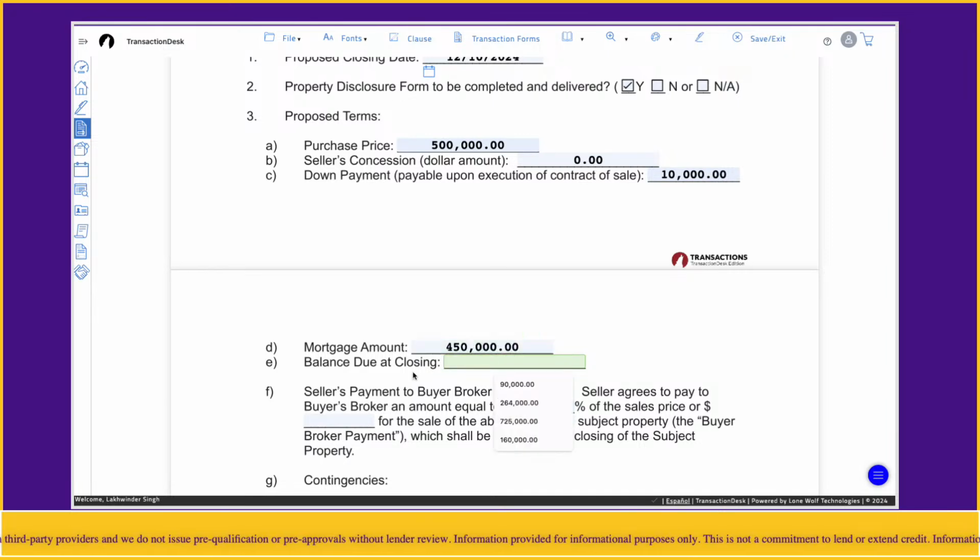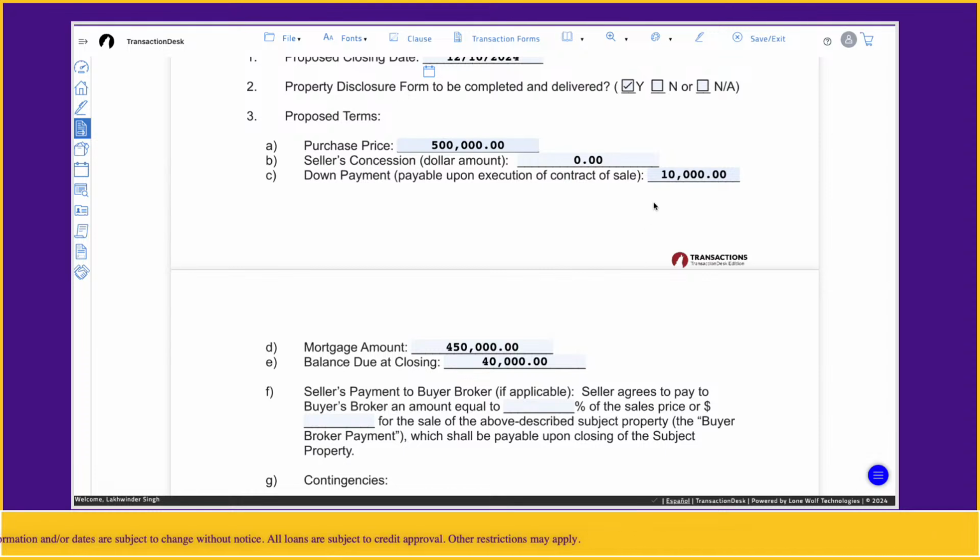Okay. So if he's putting down $50,000 down payment, but he already put down $10,000 on the contract, that means he has to bring in only $40,000 because total down payment he wanted to put down was 10%, which is $50,000. He already put down $10,000 on the contract. Remaining balance is going to be $40,000. So if you add this $10,000, $40,000 plus $450,000, all three amounts add up to your purchase price of $500,000. Okay.